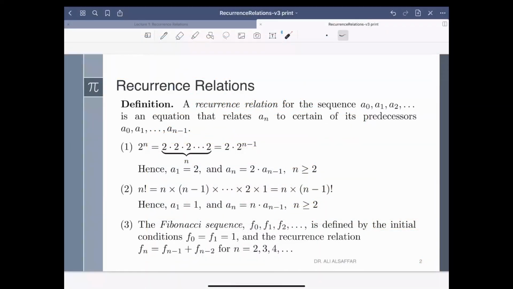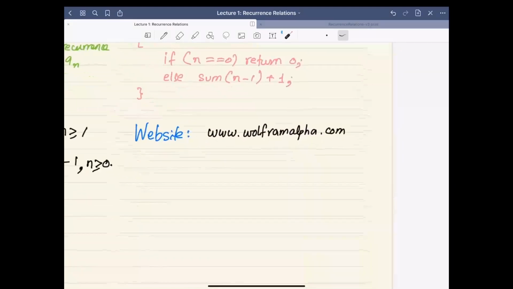So a recurrence relation for a sequence A0, A1, AN is just an equation that relates AN to its predecessors. When we say predecessors, it means the previous values. So if AN is here, then all values before AN will be predecessors, starting from A0, A1 up to AN minus 1. Here are some examples of functions that we can describe recursively. Let me go over them quickly.